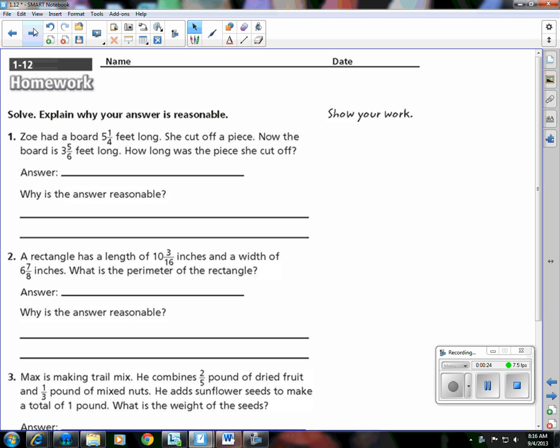Okay, so Zoe had a board that is 5 1/4 feet long. She cut off a piece. Now the board is 3 5/6 feet long. How long was the piece that she cut off? So a situation equation has the unknown variable inside the equation. So if we knew that 5 1/4 was how long the board started, and then we're going to subtract B, or board, then we know that the board ended up being 3 5/6 inches long.